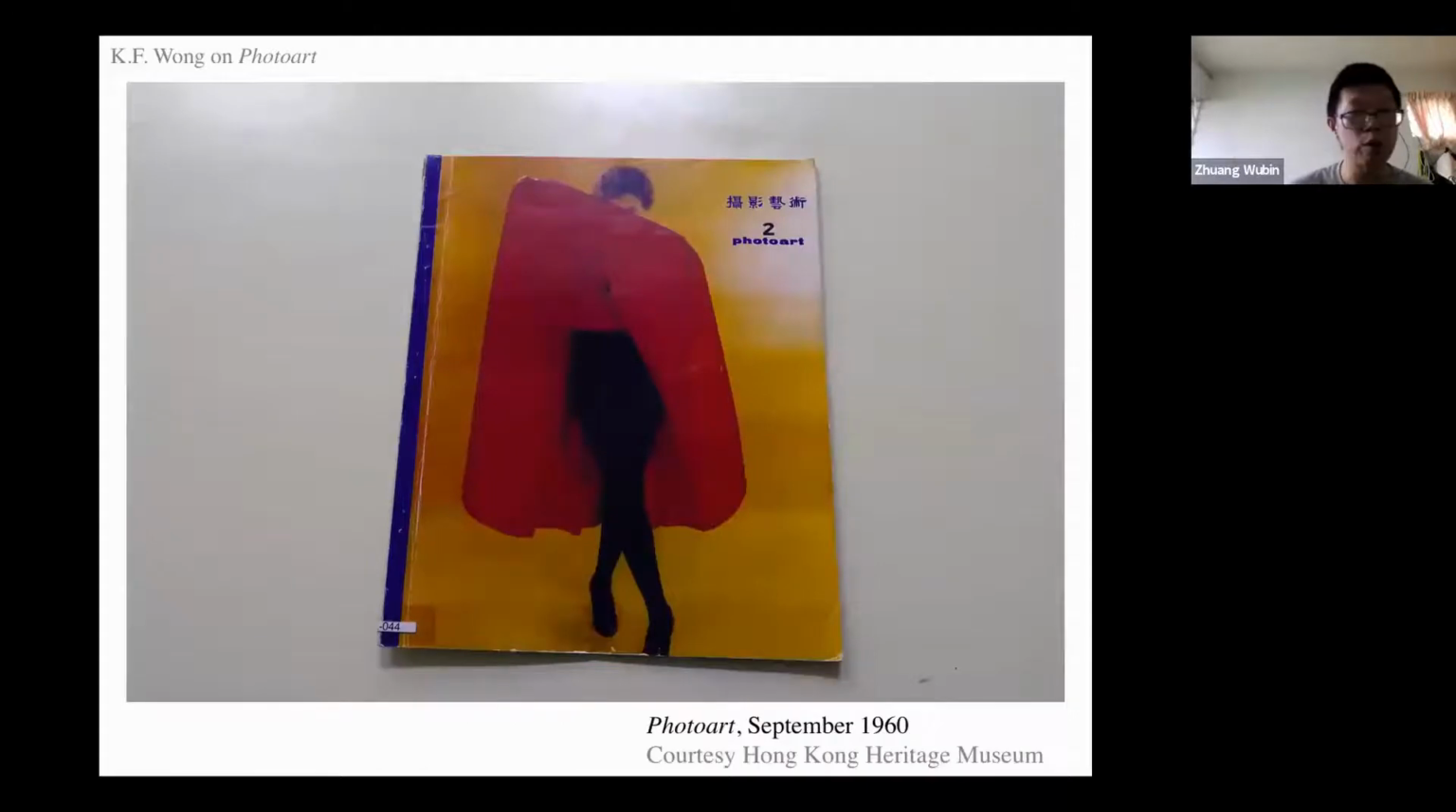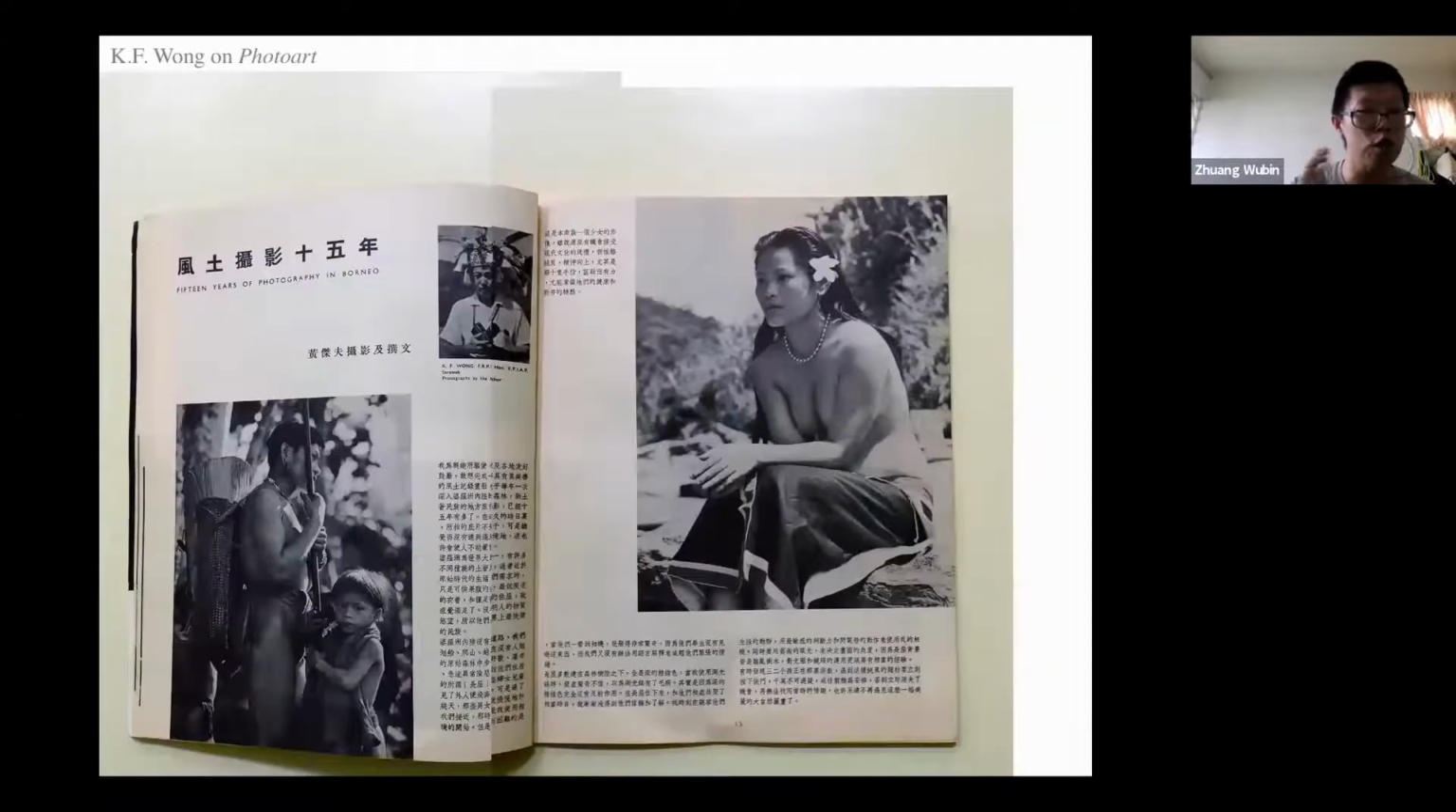And of course, very quickly in the second issue of Photo Art, K.F. Wong's work was being printed. And so you can see actually Photo Art had, in some ways, and I'm proposing this, learned from the experience of World Photography. They realized that the main market for a Hong Kong periodical was actually in Southeast Asia. So they made no pretense to speak about or on behalf of China or Chinese photographers.